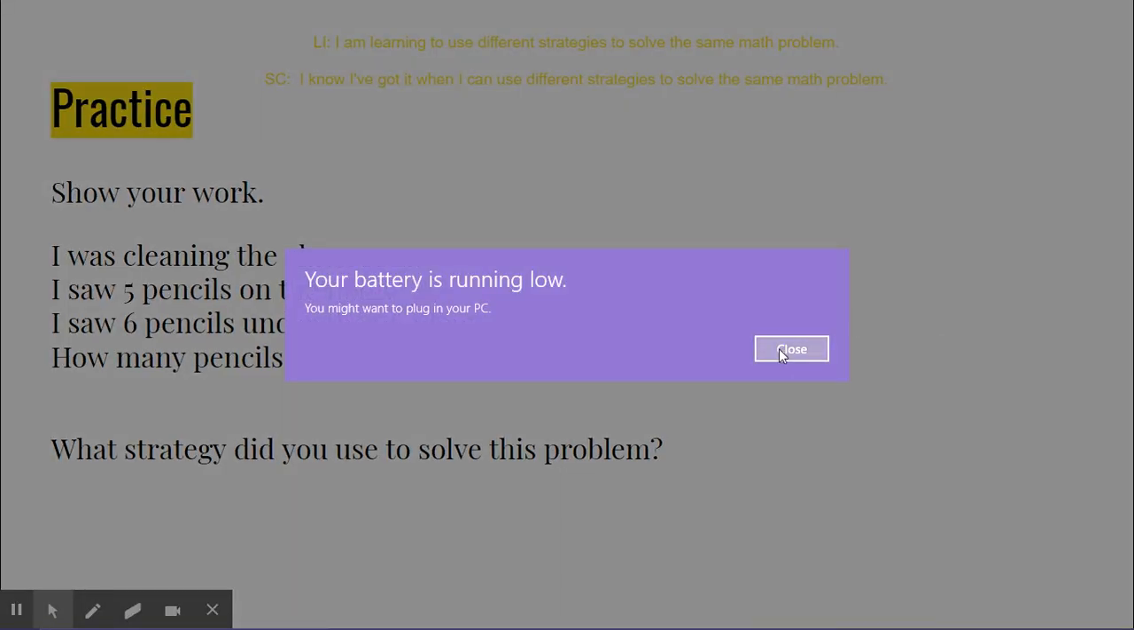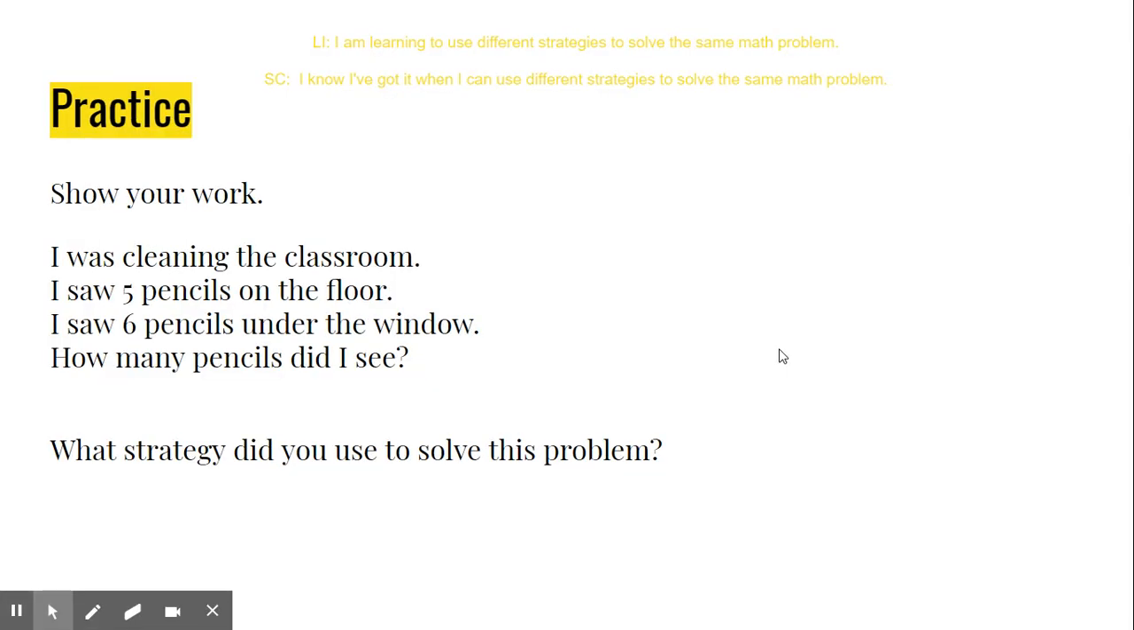While you were working, what strategy did you use to solve this problem? Do you think you could use another strategy to solve the same problem? Why don't you try? Remember, we're learning to use different strategies to solve the same problem. So if you've already found one way to solve it, try to think of another way to solve it or to show your work.